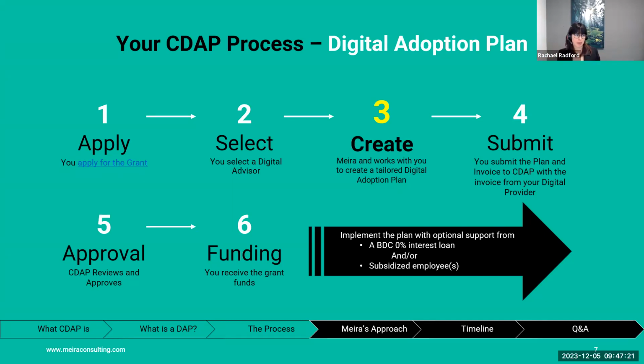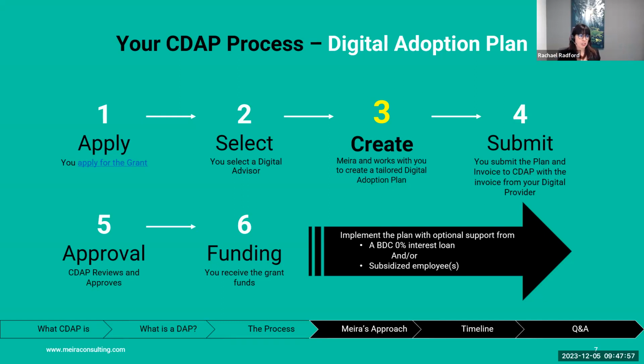Once you've applied for the grant, they'll review your application and then they will say you have been pre-approved. Then they will let you see a marketplace of digital advisors. You don't actually select your digital advisor in the marketplace. You just reach out to the people that you're interested in talking to. You have discussions with different digital advisors. And then once you've picked the one that you want to work with, you would sign a proposal with that digital advisor. But none of that happens in the portal for CDAP. It all happens outside of it.